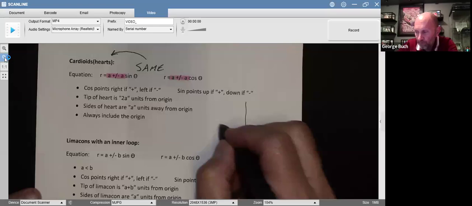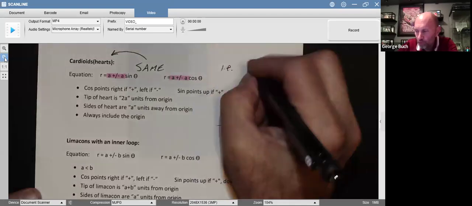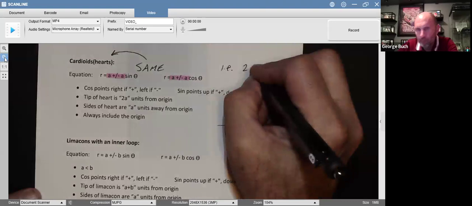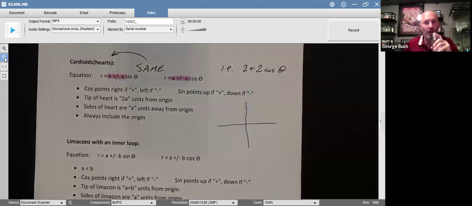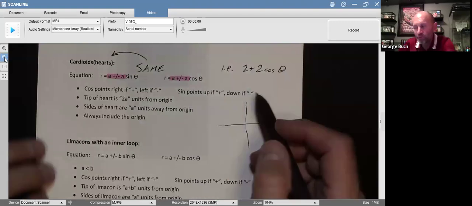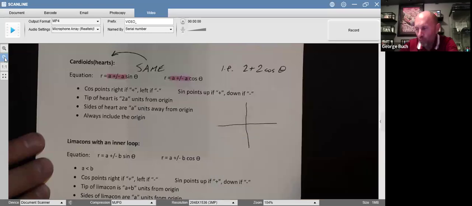So let's say that I have as an example 2 plus 2 cosine theta. I see they're both 2's, so I know it's a cardioid. I know it's going to look like a heart. Cosine is the x-axis, so that means it's going left or right. And because it's plus, it's facing to the right. So the furthest point away is going to be out to the right.